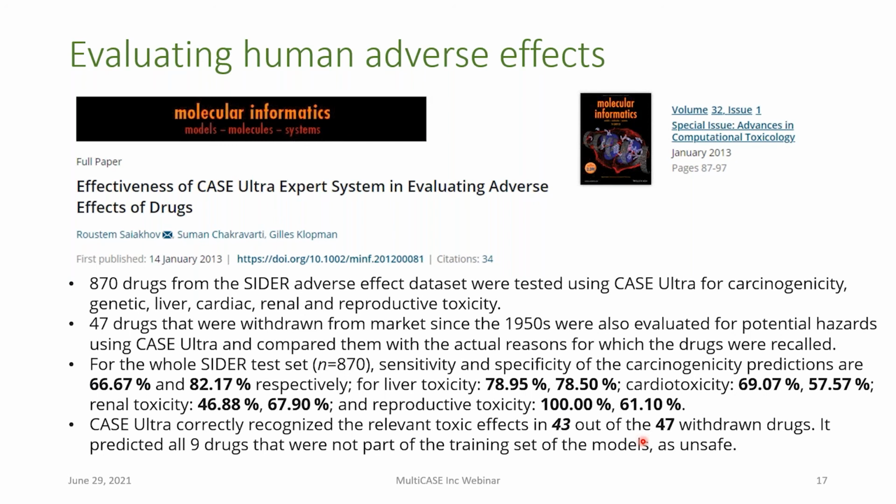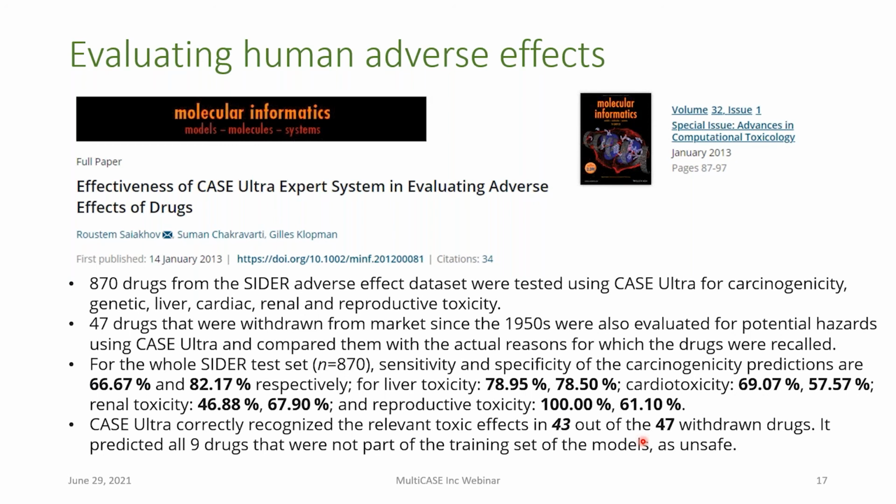When we tested the entire data set, we had quite reasonable sensitivity and specificity for carcinogenicity, which are highlighted here in bold. For liver toxicity and cardiotoxicity, they are slightly lower, but this is an effect which is very hard to predict, especially when it's based on the patient's outcome. A patient feels some discomfort in the heart area, and he would report that he has some effect. Maybe it's because of the drug, maybe because of the weather, maybe because of previously eaten food. It's dirty data. Renal toxicity has similar issues, and reproductive toxicity results were calculated pretty well.